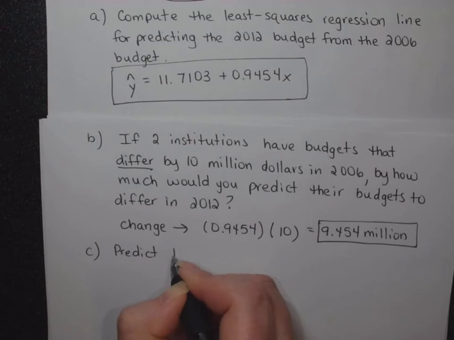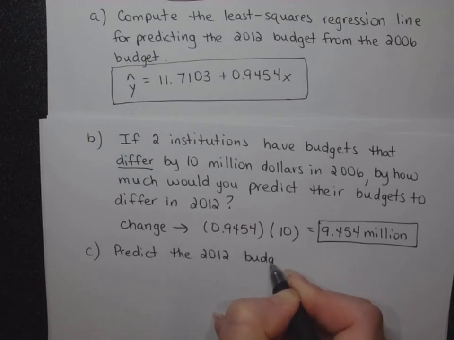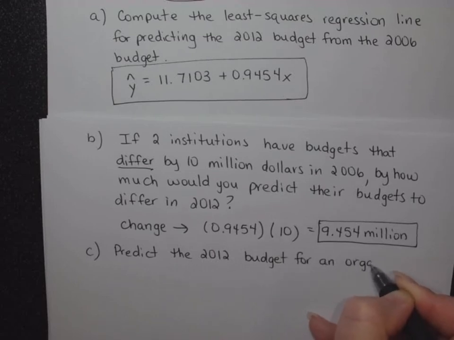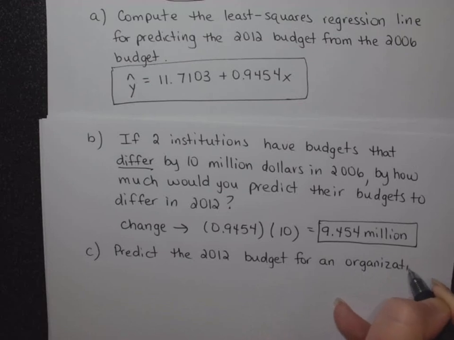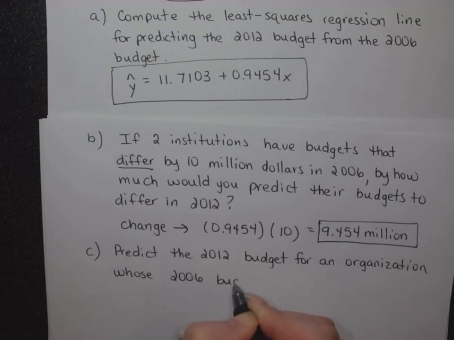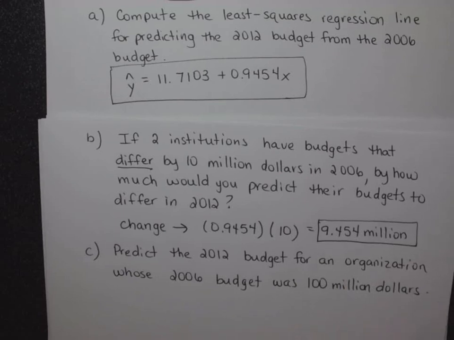And so lastly, I want you to predict the 2012 budget for an organization whose 2006 budget was $1 million. Actually, let's go $100 million. $1 million is too low. Nothing on the chart was $1 million, so.